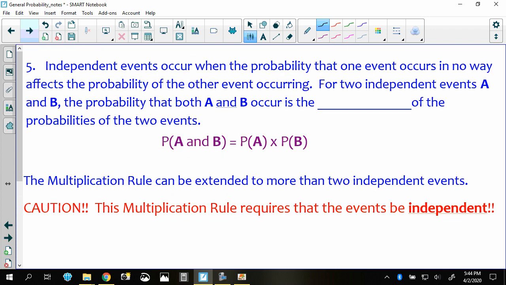Now, the other type are talking about independent and dependent events. Independent events occur when the probability that one event occurs in no way affects the probability of the other event occurring. So for 2 independent events, A and B, the probability that both A and B occur, now this is an and statement, okay, is the product of the probability of the 2 events. Now remember, product means multiplication.